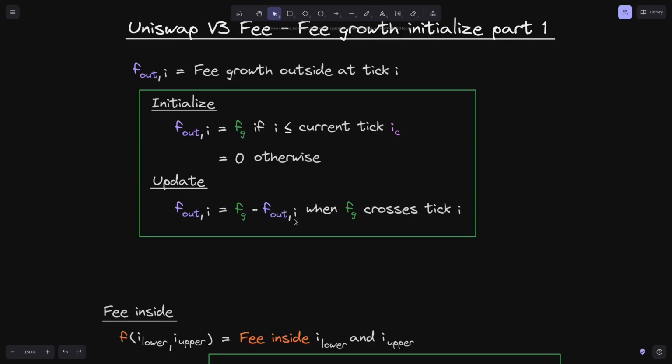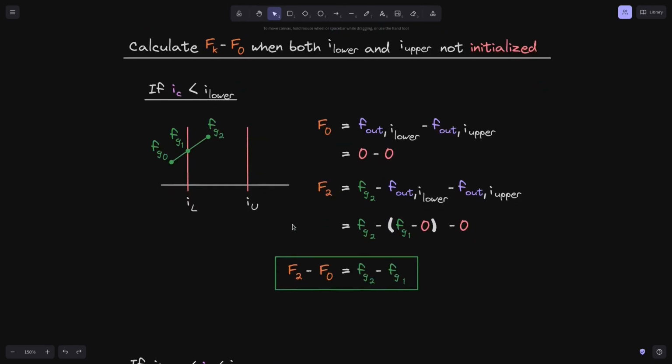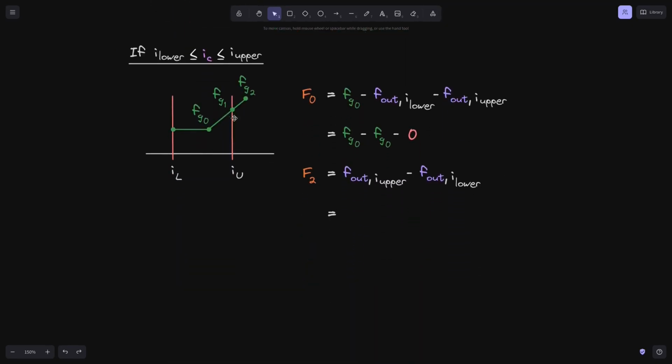Before, f out of I upper was equal to 0, and then when it crossed over, we'll need to update it by f of g minus f out of I. So going back down, at time t1, we'll need to do f of g1 minus the previous f out of I upper. This will be equal to f of g1 minus 0, or simply f of g1.